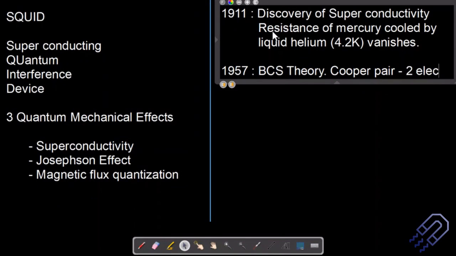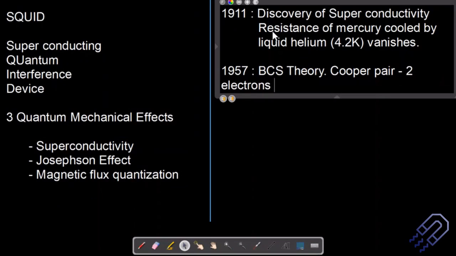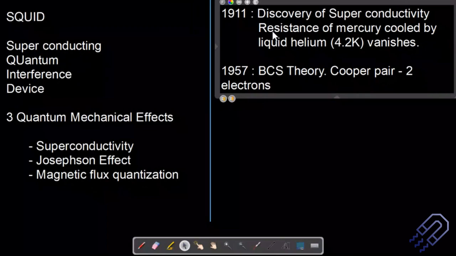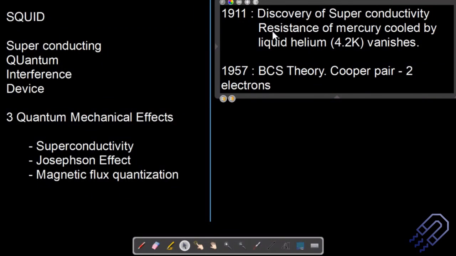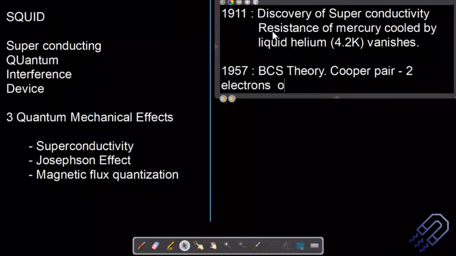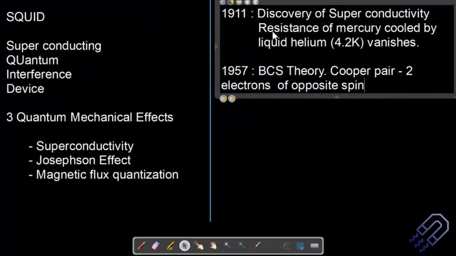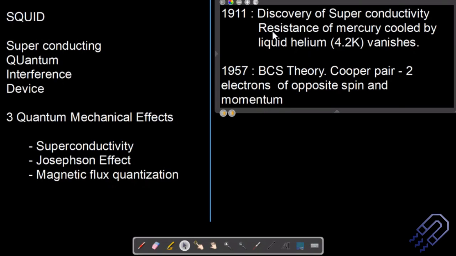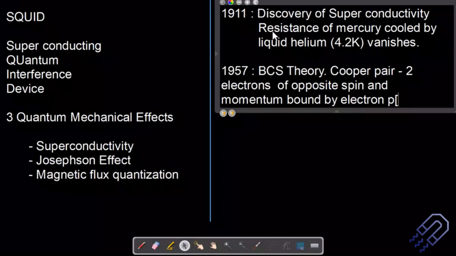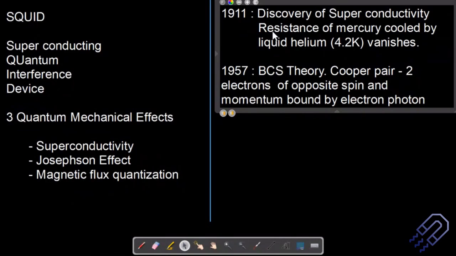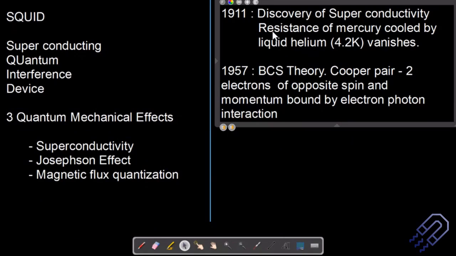Why are we trying to understand this? Because the entire logic of SQUID is based on superconductors, so knowing superconductors is important. Cooper pair means two electrons of opposite spin and momentum, so they are not in the same quantum state, and they are bound by electron-phonon interaction. This is in short. There is a big theory, but I'm just giving you a brief here. These are bound by what you call the electron-phonon interaction.